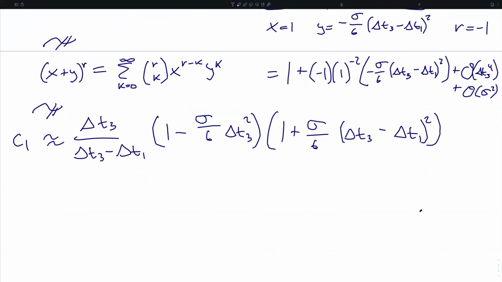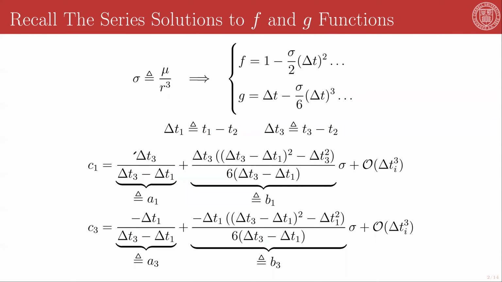C1 is approximately delta T3 over delta T3 minus delta T1 times the entire quantity of 1 plus sigma over 6 times delta T3 minus delta T1 squared minus delta T3 squared. And we probably need a closing parenthesis here. So here we have rewritten the same expression and distributed out the delta T3 over delta T3 minus delta T1 over the parentheses and regrouped a little bit. And we will call this leading term A1 and this second term B1.